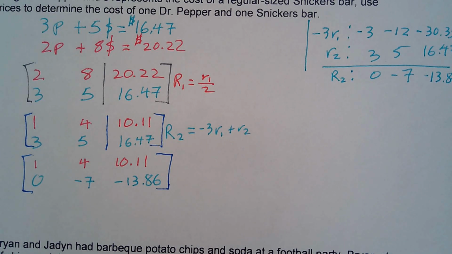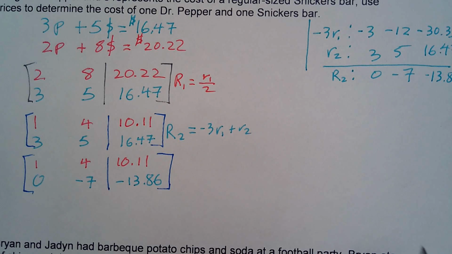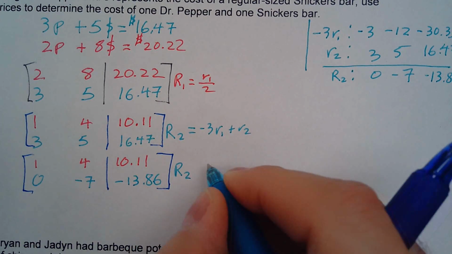So next I'm going to go ahead and I've got to get a positive 1 here, so I'm going to divide everything in row number 2 by -7.